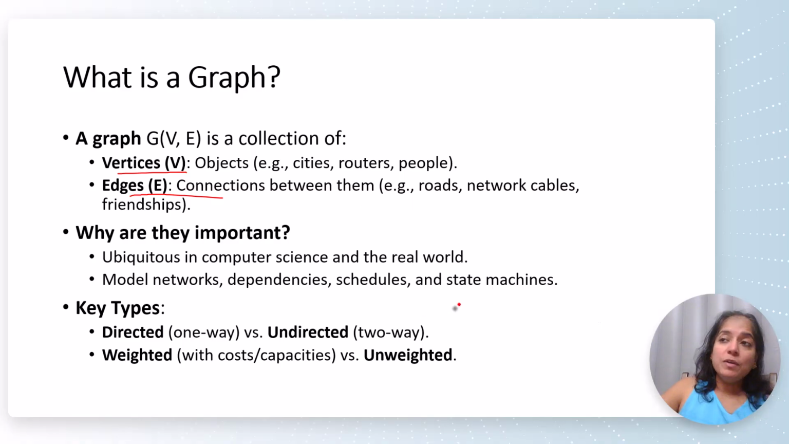So why do we study them? Because they are used heavily in the real world as well as in computer science. We can model different networks, dependencies, state machines, everything. Everywhere you will see there are a number of graphs. We generally have two types of graphs. One, we categorize them by direction, like is it a directed graph or an undirected graph, and one is by whether it has some capacities or cost associated with each edge. So these are called weighted or unweighted.